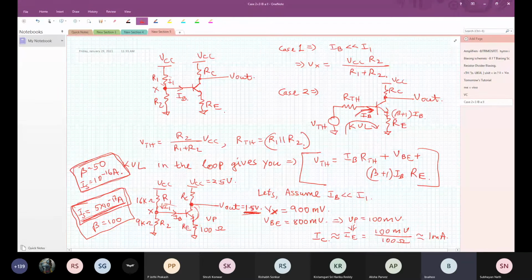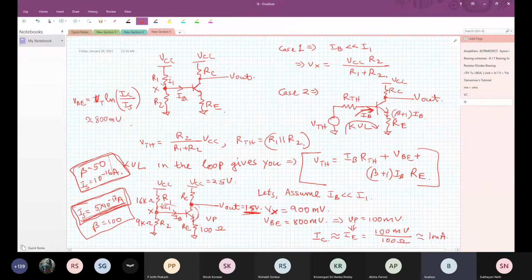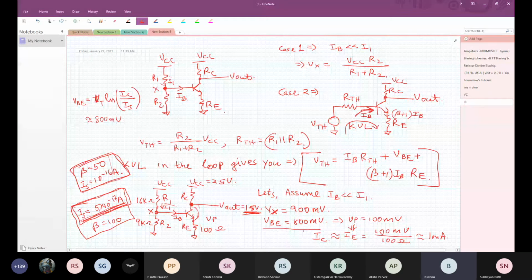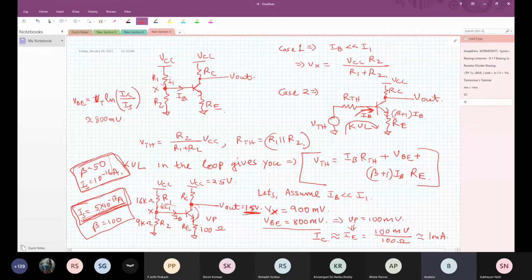So if I plug this 1.5 volts in, what is the VBE? VBE equals VT, the thermal voltage, times ln of IC by IS. So here you should plug in this value of IS. It should roughly give you 800 millivolts, which was our assumption. Correct? Does it give you that? It's giving 957 millivolts. Are you sure? Yes, sir. Yes, 957.